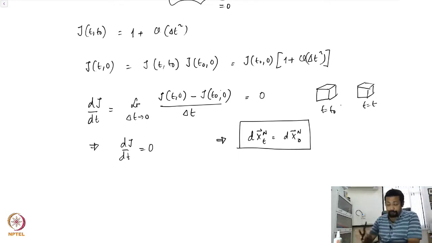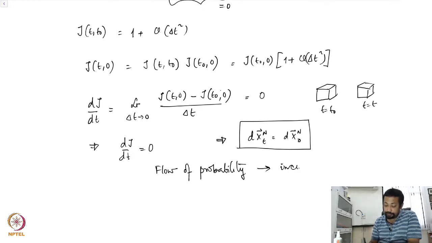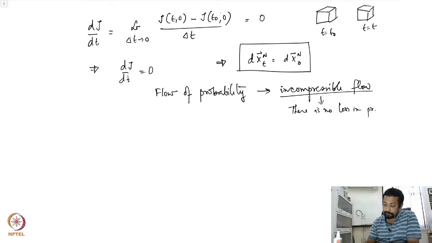So the volume is preserved. They're full of probability, and this is essentially another statement of the conservation of probability. Therefore, the probability cannot be lost. It does not leak out of the volume. Therefore, this flow of probability is essentially an incompressible flow, which means that there is no loss in probability.